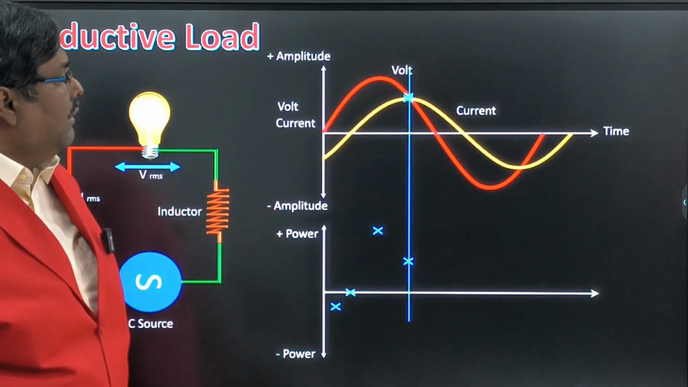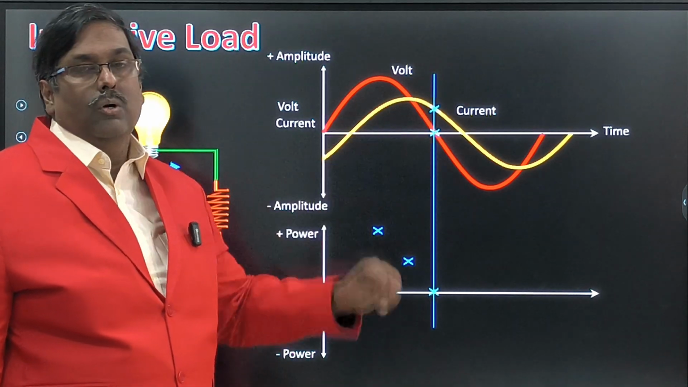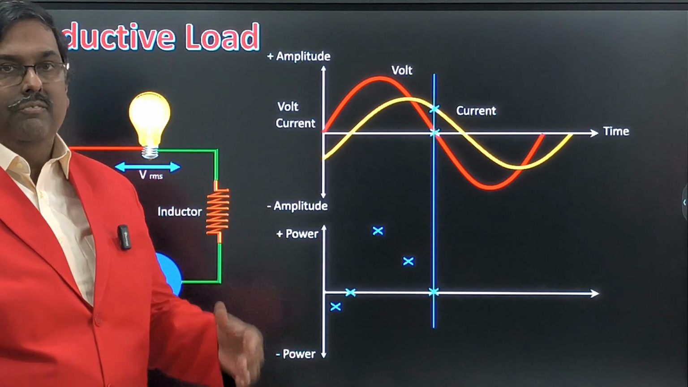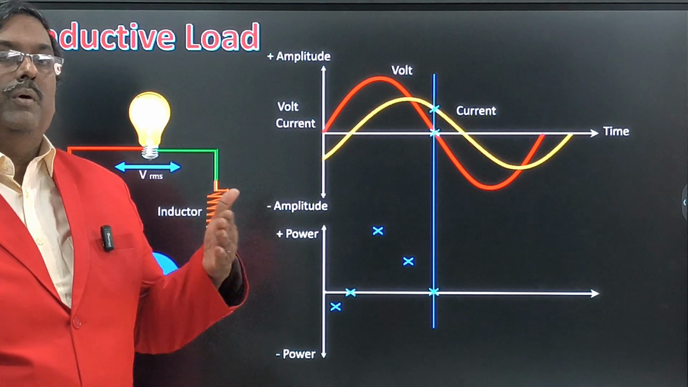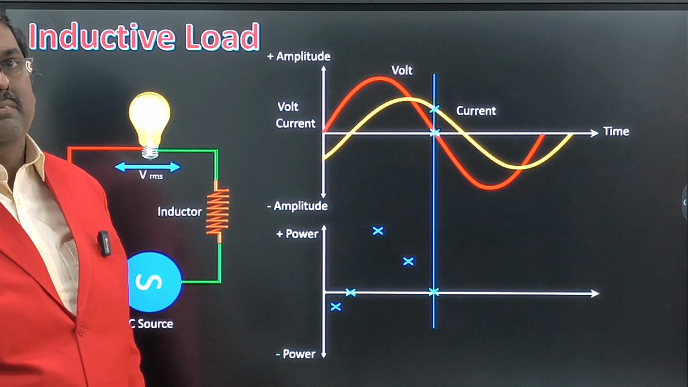Now I will take another point. At this point current is there, but voltage is zero. That is what I said: if you stop the voltage also, some current movement will be there due to the momentum of the turbine wheel.